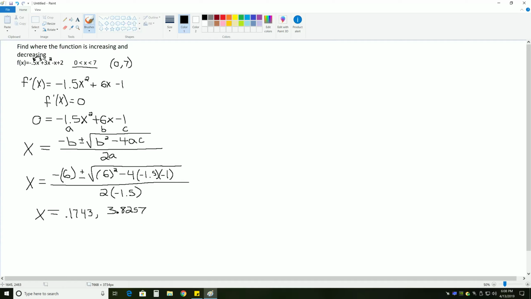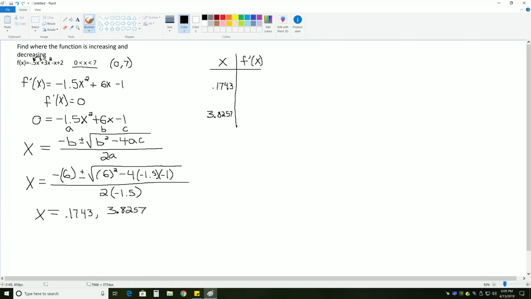So with these two values, we now have the partition numbers of our first derivative. And that tells us where our original function can go from increasing to decreasing or decreasing to increasing. So we need to either make a table or a number line to test around these partition numbers to see where our function is increasing or decreasing. So we'll start with our partition numbers, 0.1743 and 3.8257.